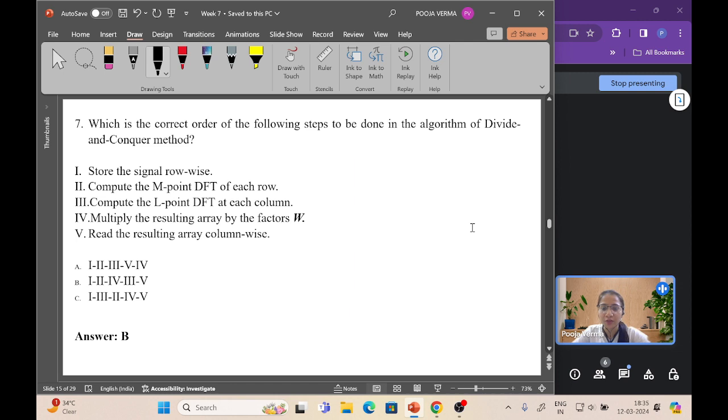Which is the correct order of the following steps to be done in the algorithm of divide and conquer approach? Which of the four is the correct order? So first is store the signal row wise, compute M point DFT of each row, compute the L point DFT of each column, multiply the resulting array by the factor W or phase factor, read the resulting array column wise. So any one of you want to answer this question? Already in the previous slide, we have gone through algorithm 1 and 2. So what is the correct order to solve the problem in the divide and conquer approach?